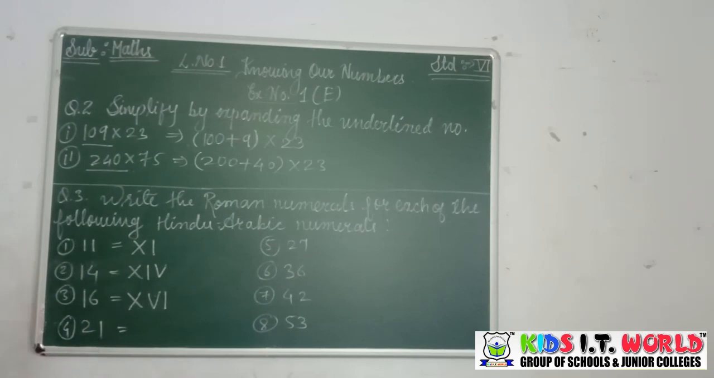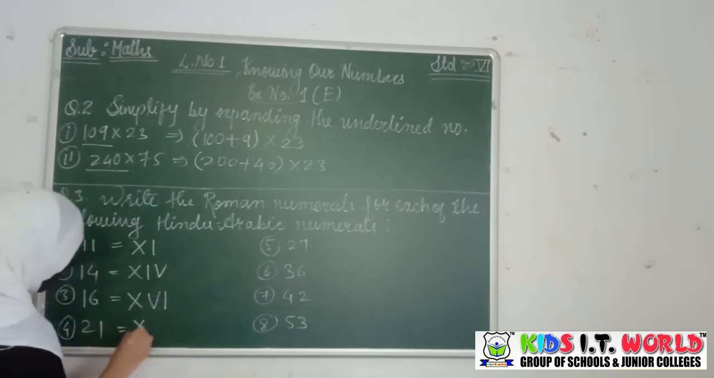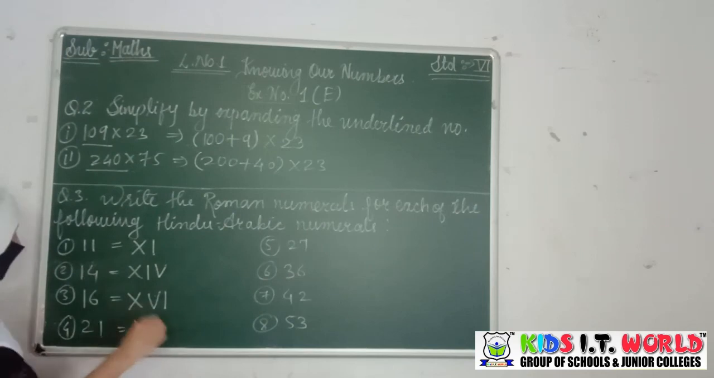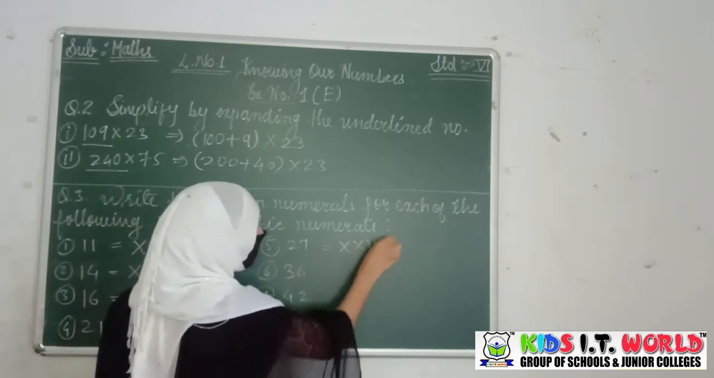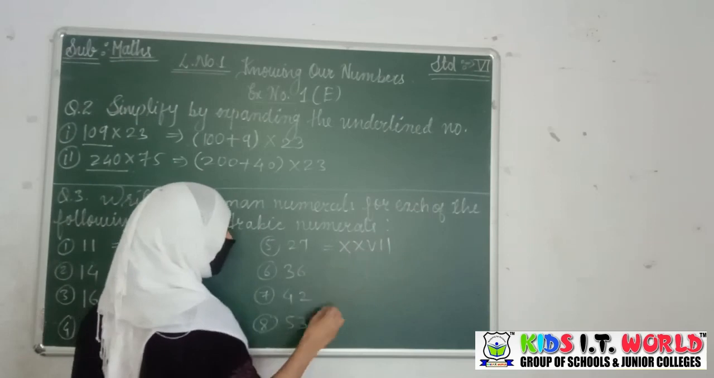21. For 21, you can write X 2 times. So you will get 20. And I stands for 1. So it is 10 plus 10, 20. 20 plus 1, 21. The same way for 27: double X, V, double I.